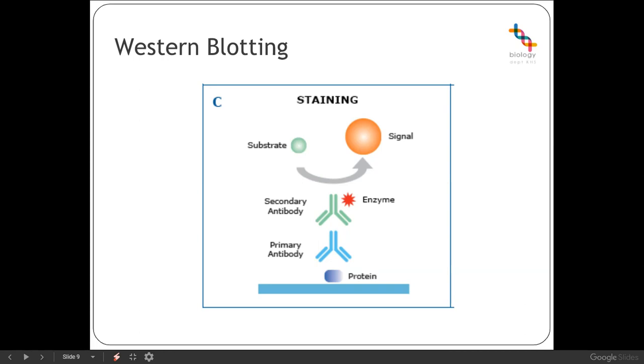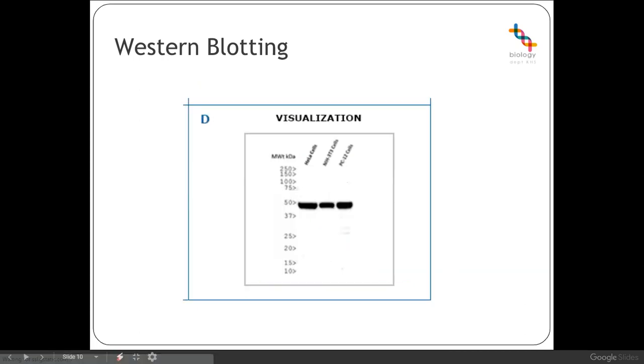As this has been blotted onto our more robust medium, we're then going to go through a visualization process where you would expose it to light of different wavelengths, and the fluorescent labelled antibodies would then be able to fluoresce, and that gives us the precise location of the specific target proteins, and that allows them to be identified.